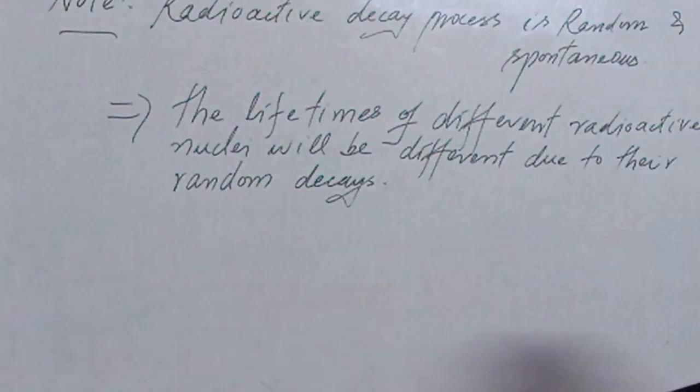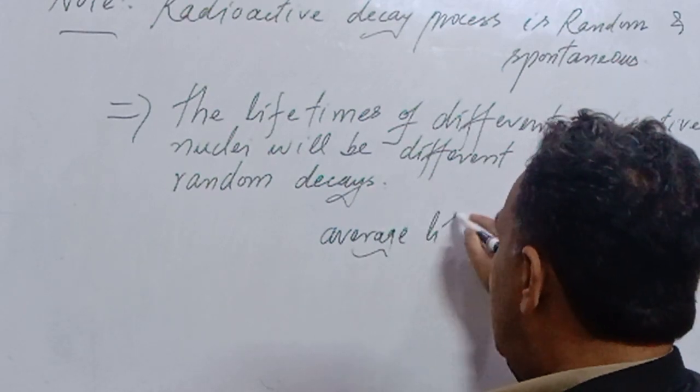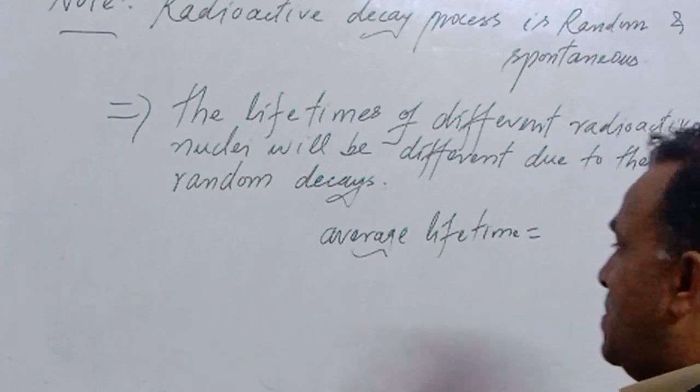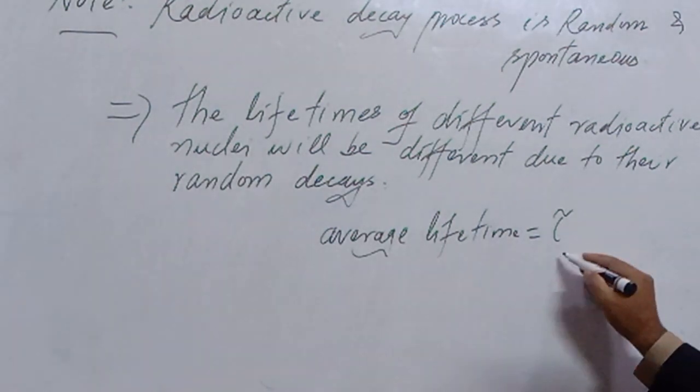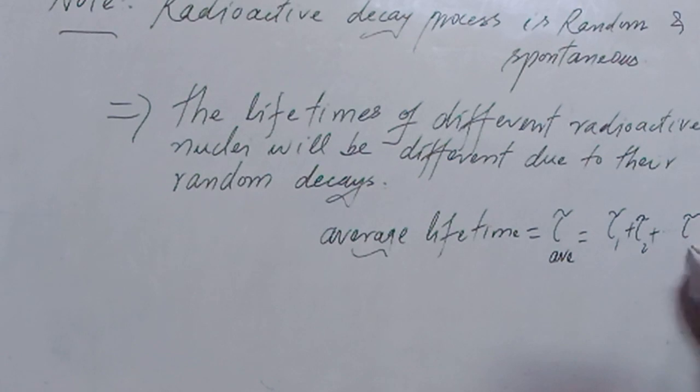Okay, that means if, let's say, there are 1000 nuclei, then each of the 1000 radioactive nuclei will have its own lifetime. So if the lifetimes are different from each other, we can estimate an average lifetime. Let's call it tau average. This can be obtained by tau 1 plus tau 2 plus so on up to tau n, over the total number of nuclei, n naught.